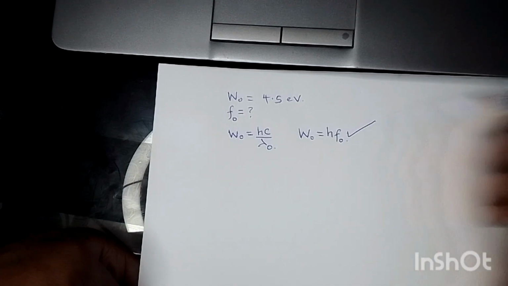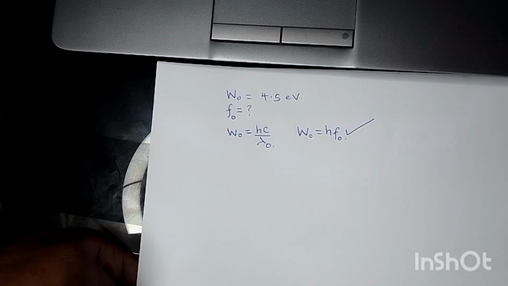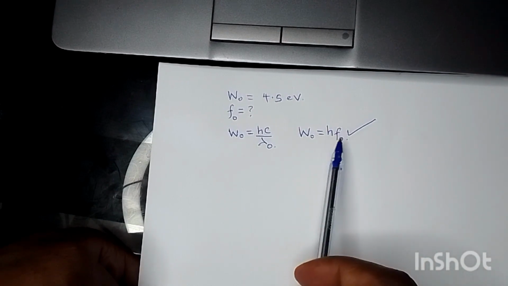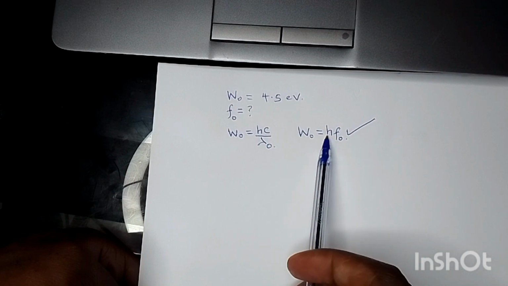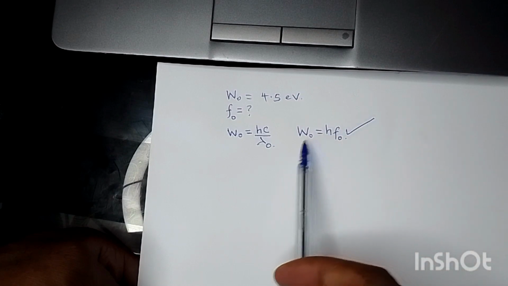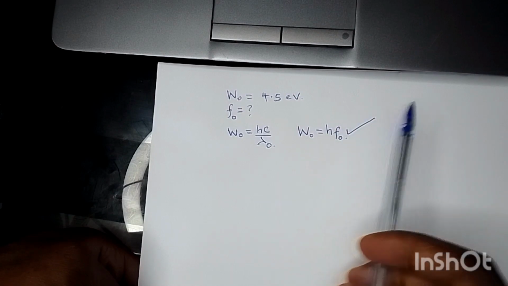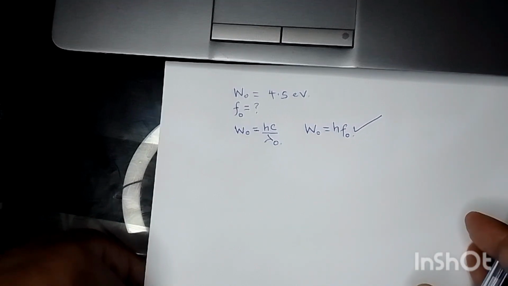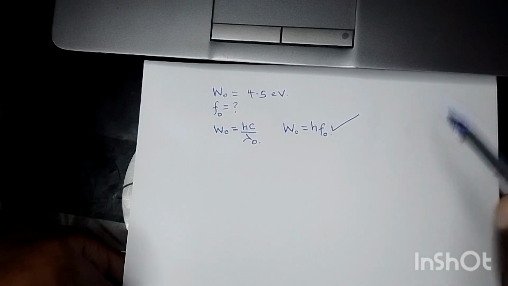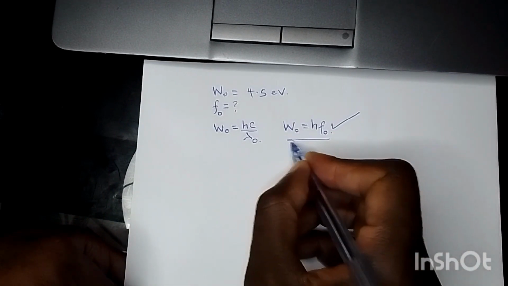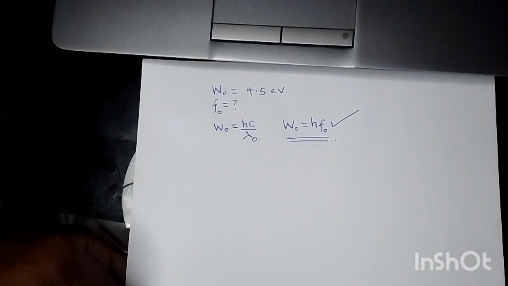So this is the formula we are going to use, because as you can see, it has got the threshold frequency. Planck's constant is a constant, it is provided, or we just know it. It is 6.63 times 10 to power negative 34 joule seconds. So I'm going to use this formula to solve this question.